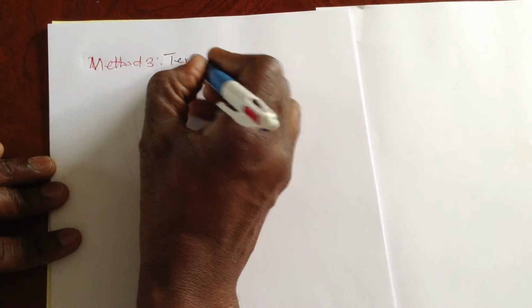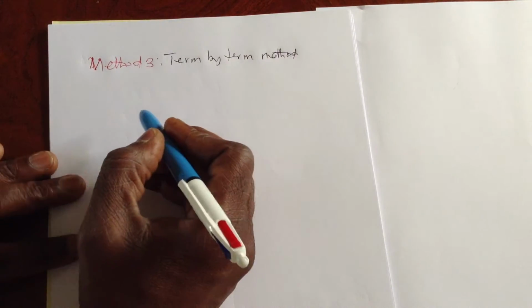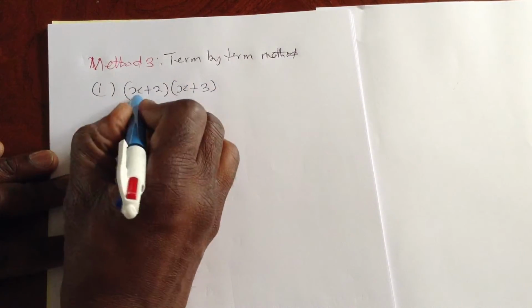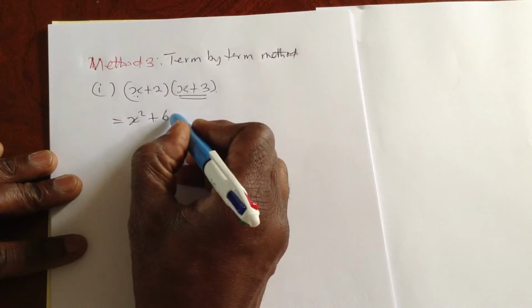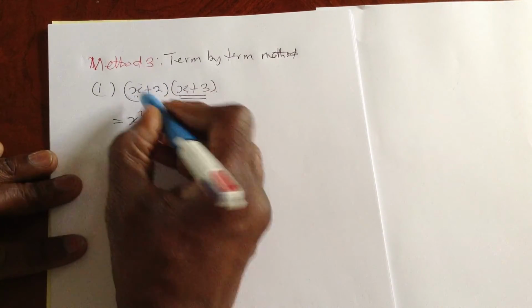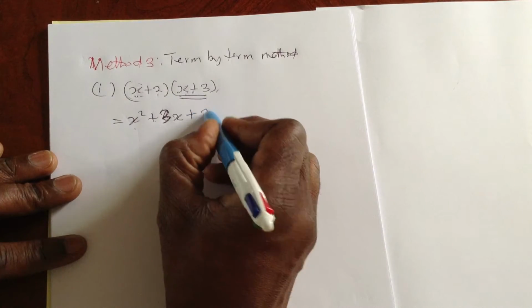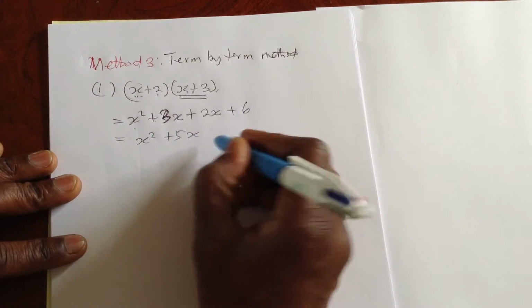The third method is the 10 by 10 method. So again, for the same question, we have x add 2 and x add 3. We take the first term and multiply it with the terms in the bracket. So x by x will be x squared, x by 3 will give us 3x. Then we take the second term, 2 by x will give us 2x, and then 2 by 3 we get 6. You simplify that to give you x squared add 5x add 6.